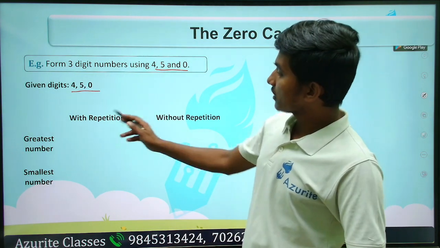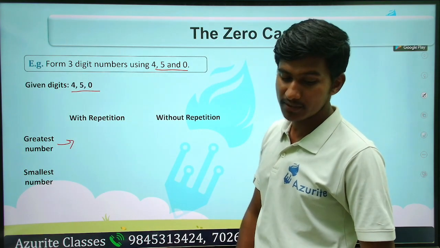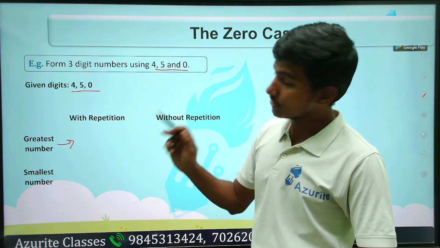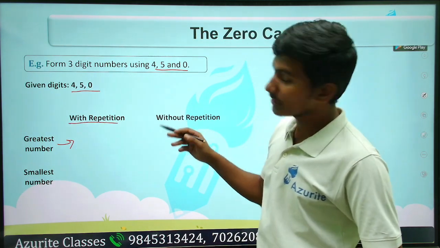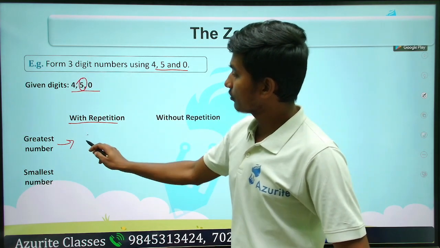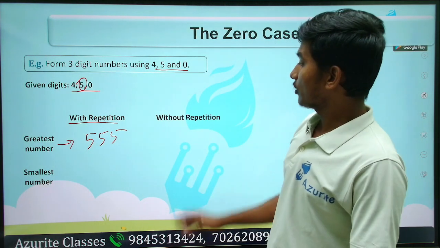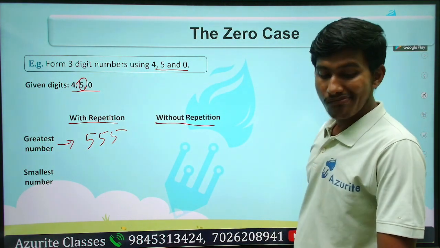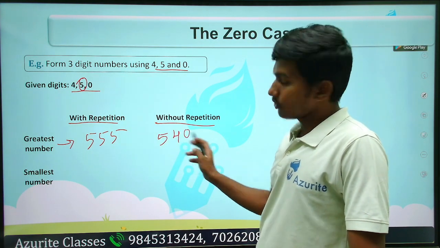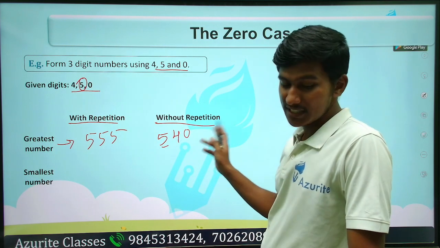So with repetition, how do we find the greatest number? Digits 4, 5, 0, greater number with repetition. With repetition we have to repeat. Which is the bigger one? 5. So 555 with repetition. Now without repetition it will be 540. That is the first bigger one for the greater one, and then next greater and greater.